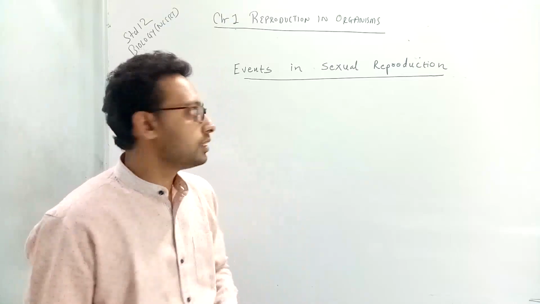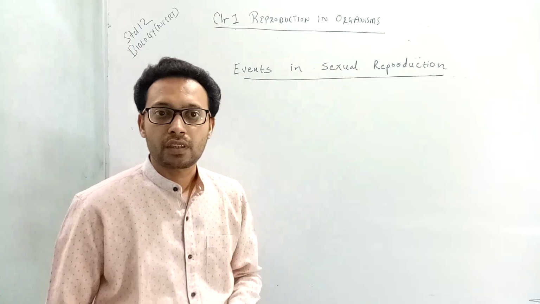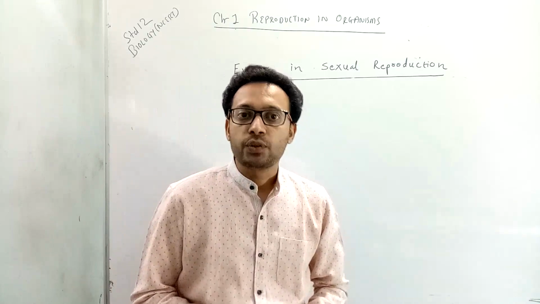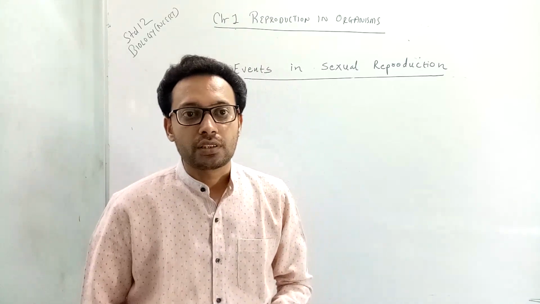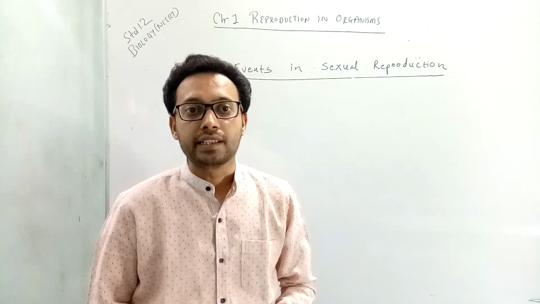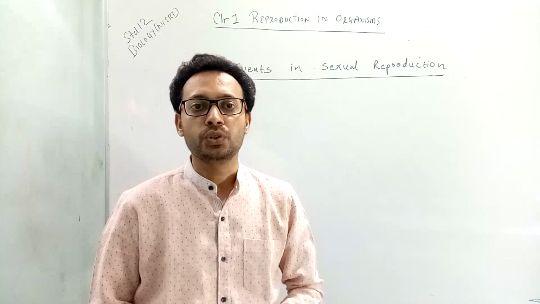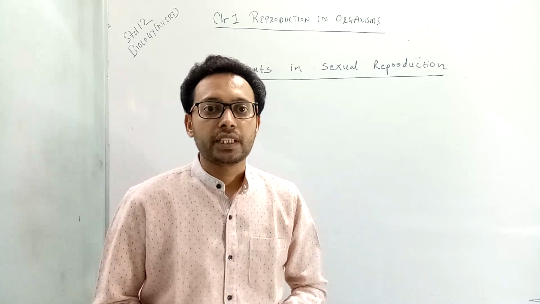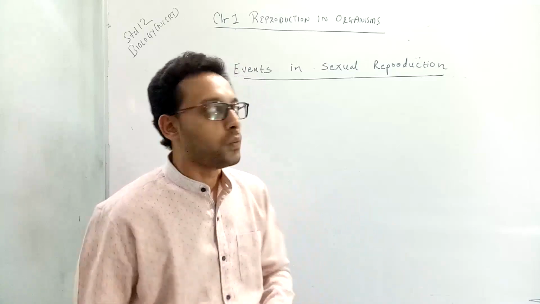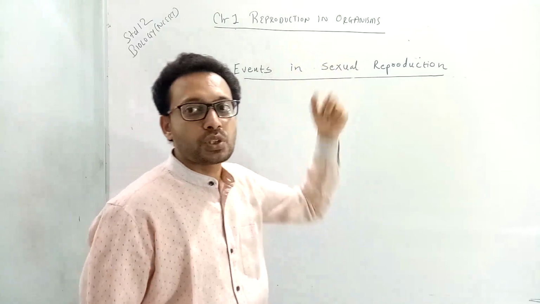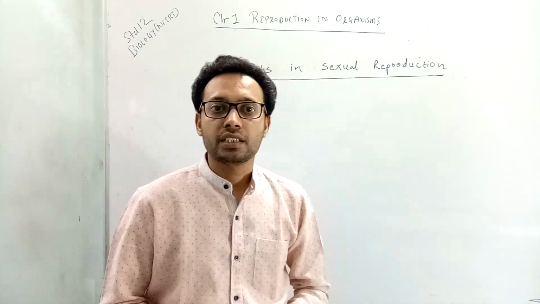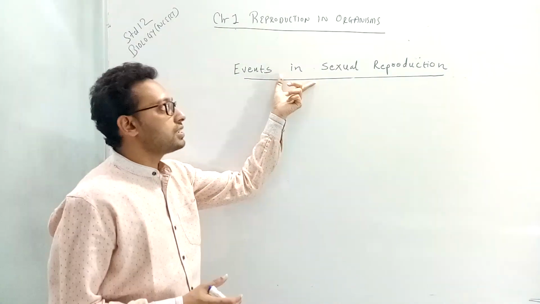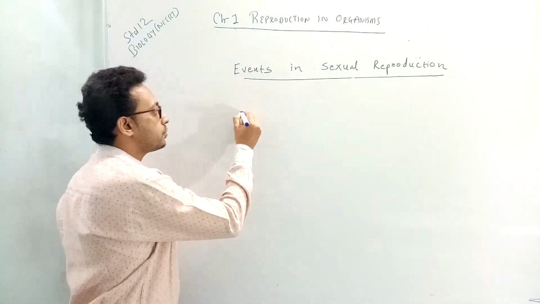Now today we start with the events in sexual reproduction. Many living organisms can reproduce sexually. If you compare their external structure, morphology, internal structure, anatomy, and physiology, they have different structures, morphologically as well as anatomically. They even have different functions. But when it comes to sexual reproduction, the basic events are mostly the same. So, for easiness, the events in sexual reproduction can be categorized into three parts.